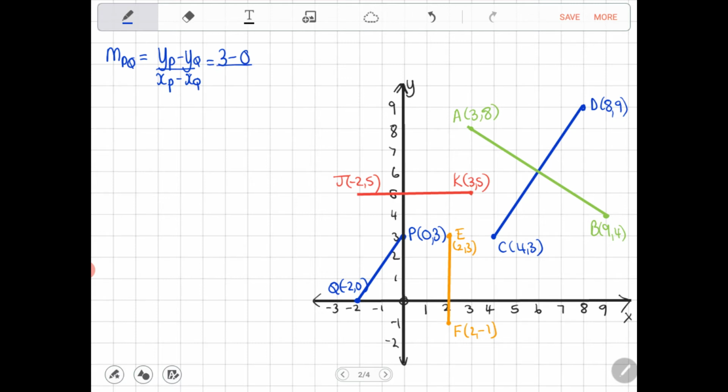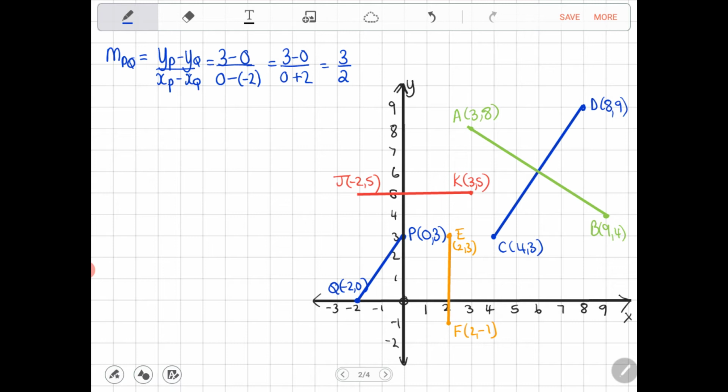The x at P is 0. And the x at Q is negative 2. Because we're subtracting a negative, we write it in a bracket. So we've got 3 minus 0 over 0 plus 2, which gives me a gradient of positive 3 over 2. And that is a positive gradient because my line is going up from left to right.